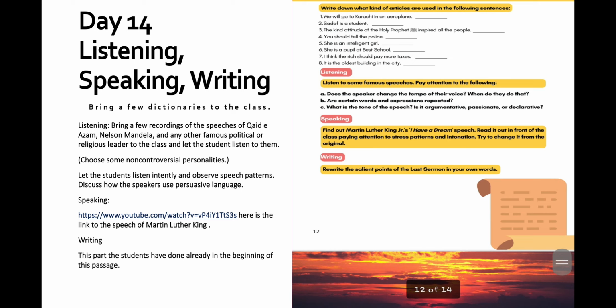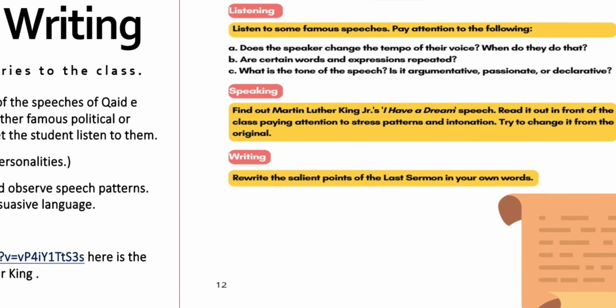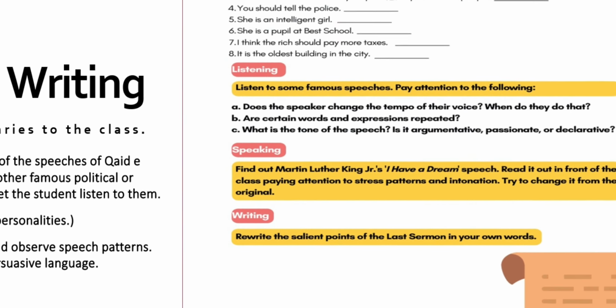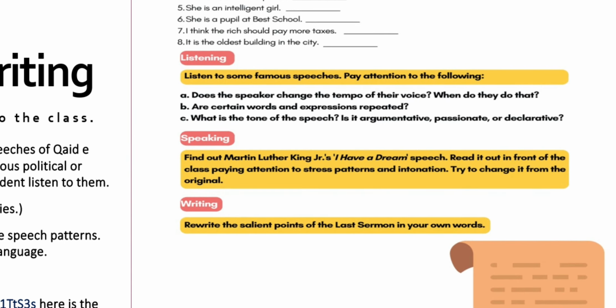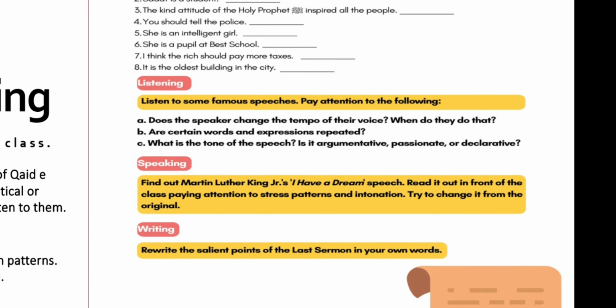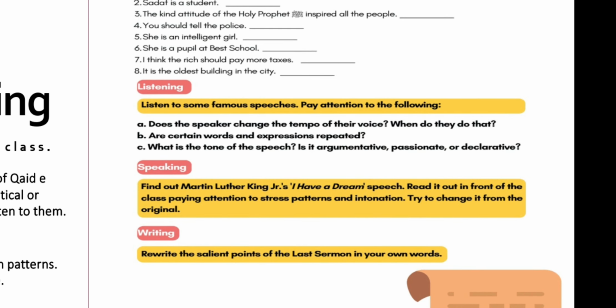Now, as I told you earlier, these books cater for all the four language skills: listening, speaking, reading, and writing. So far, we were dealing with reading, writing, and grammar. Now, there are some listening and speaking exercises given at the end. Number one listening exercise is to listen to some famous speeches. Pay attention to the following. Does the speaker change the tempo of their voice? When do they do that? Are certain words and expressions repeated? What is the tone of the speech? Is it argumentative, persuasive, passionate, declarative?